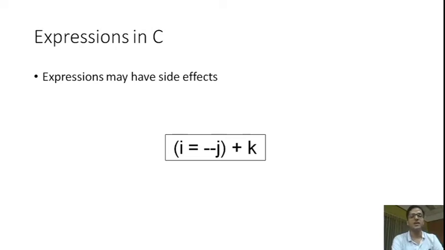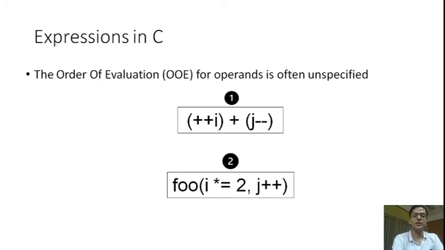Expressions in C may have side effects. Consider this expression i = --j + k. While this expression computes a value, it also involves two side effects, one on object j and another on object i. These side effects may be applied in either order and at non-deterministic times during the evaluation of this expression. Thus, the order of evaluation or OOE of operands in an expression is often unspecified.